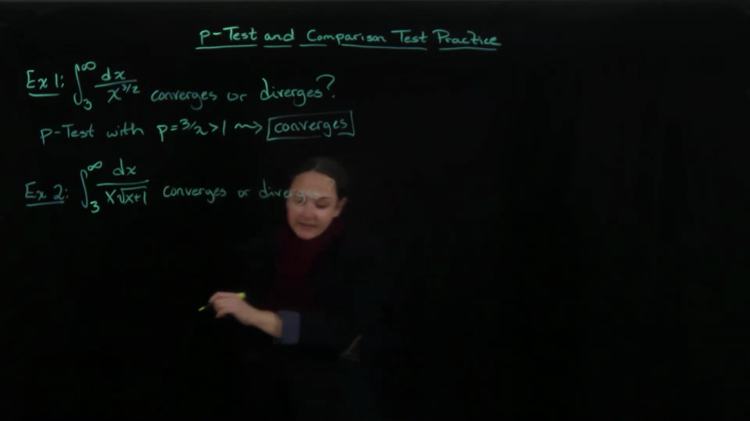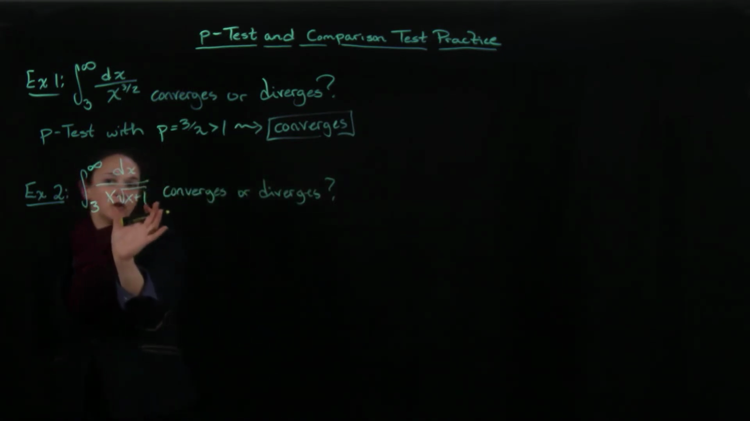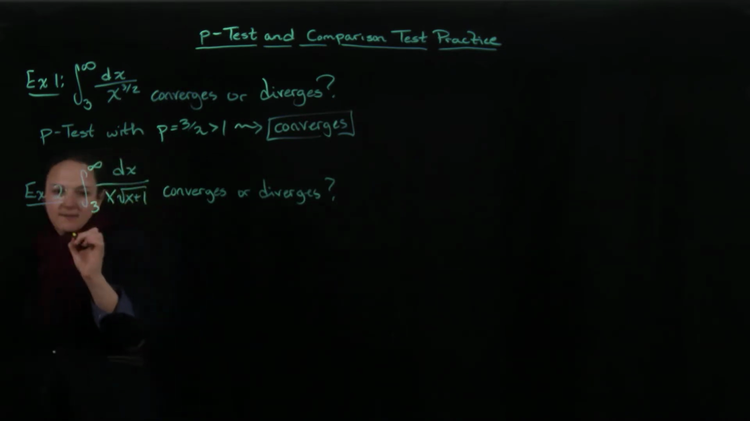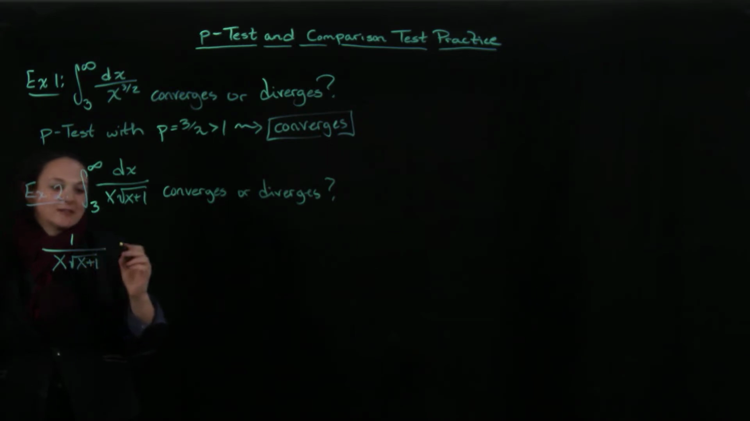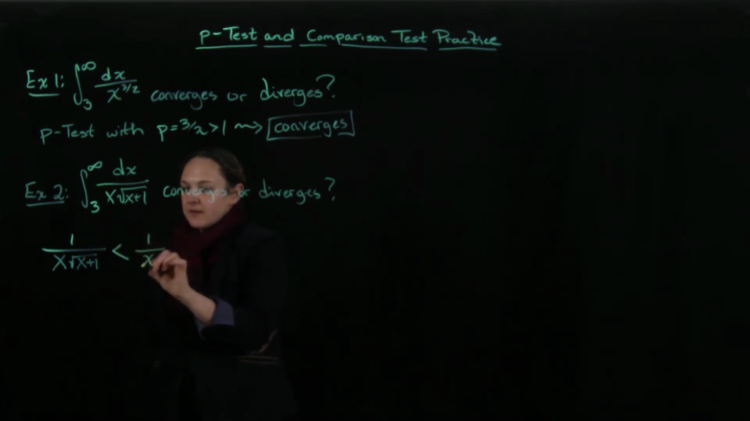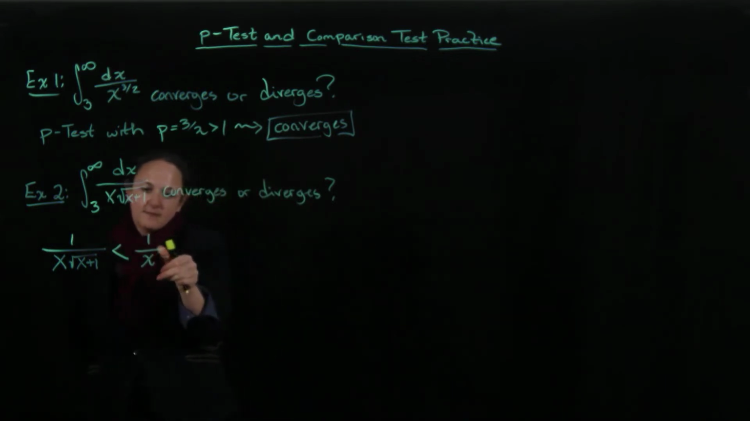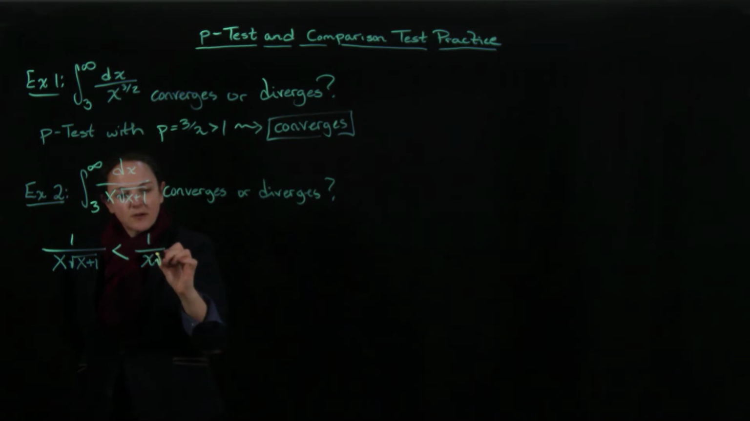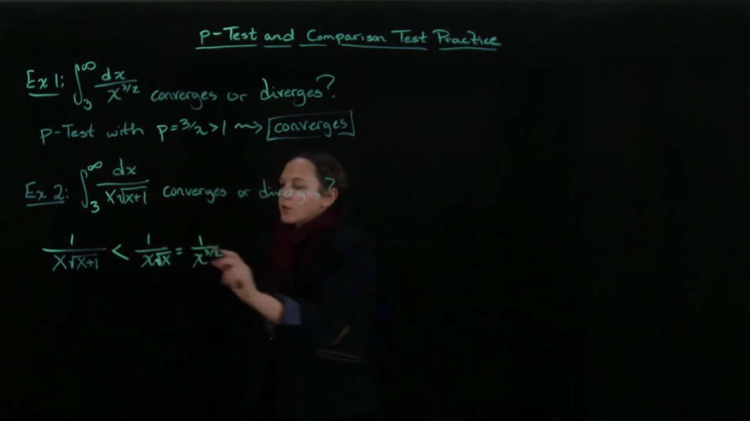We can't directly apply the p-test, but we can combine this with the comparison test. We know what this is less than: 1 over x times the square root of x plus 1. The bottom is bigger here, and when the bottom is bigger, the whole thing is smaller. Sorry, that was silly, I didn't mean to write that. 1 over x times the square root of x equals 1 over x to the 3 halves. So what does that give us?